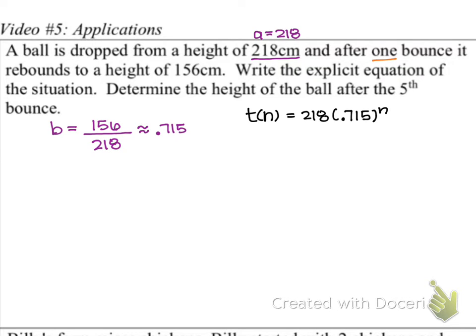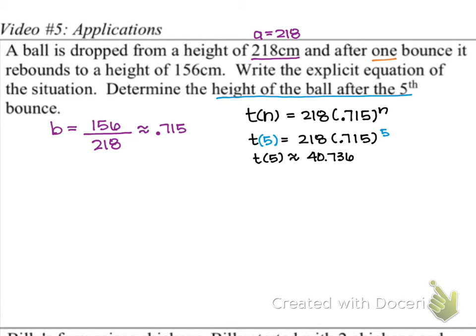Now from here, we do want to continue on with this, and we want to figure out the height of the ball after the 5th bounce. So everywhere in my T of n equation where I have an n, I'm going to plug in a 5, and then just drop down the rest of the equation. And let's type this into our calculator. And it looks like this is going to be an approximation of 40.736 or 737, and it is centimeters.